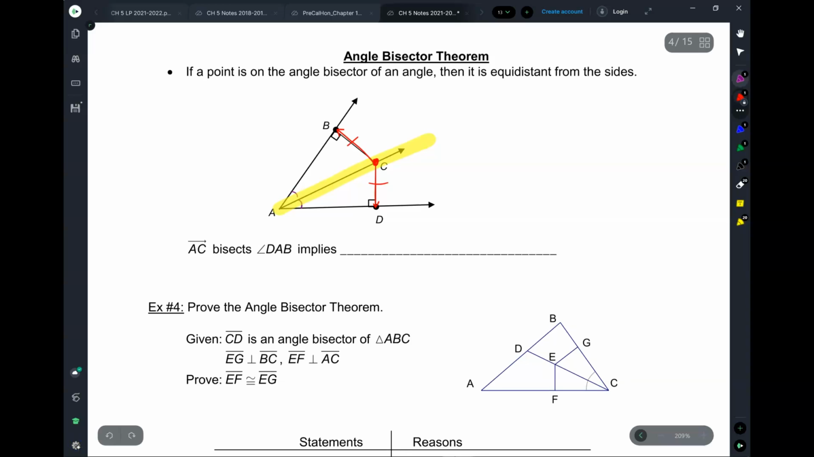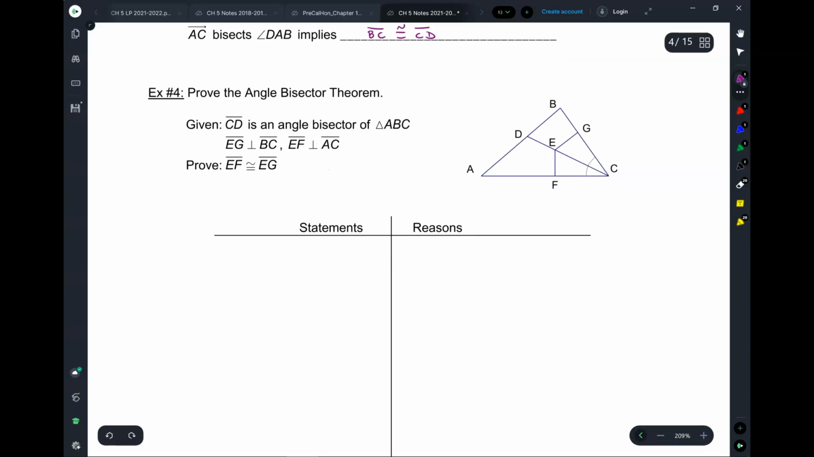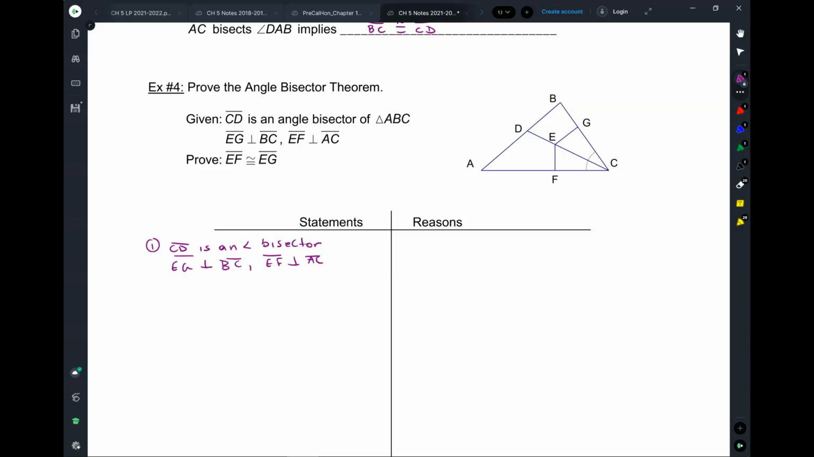AB, that means what and what are equal? BC is congruent to CD. Okay? All right, so let's prove it. Prove the angle bisector theorem. So look at what we have here. Let's write down this given. CD is an angle bisector. And then EG is perpendicular to BC. EF perpendicular to AC.